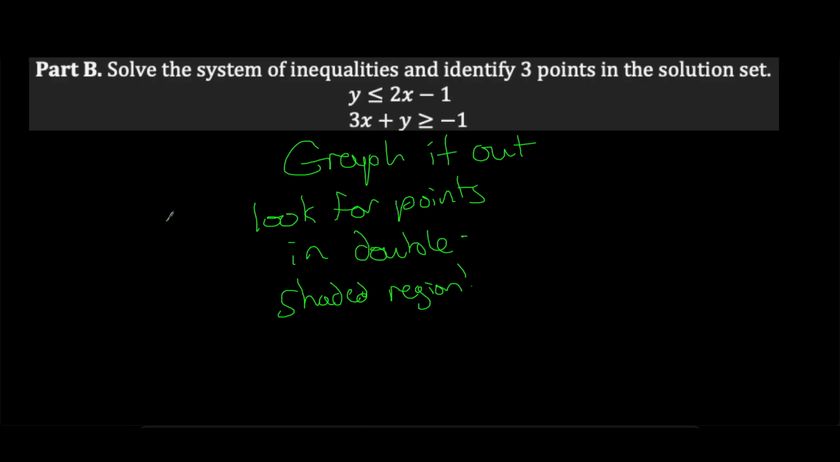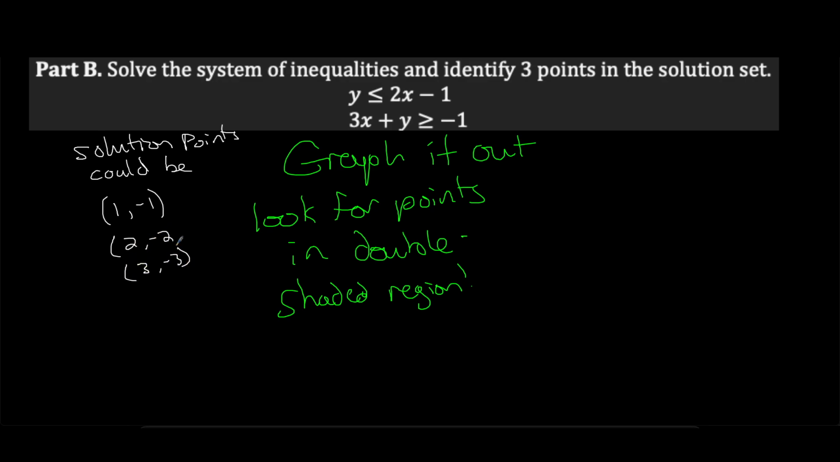So we're going to say some solution points could be, for example, again, there are infinitely many points, but I could say 1, negative 1, I could say 2, negative 2, and 3, negative 3. And those would be some examples of solution points for this system of inequalities.